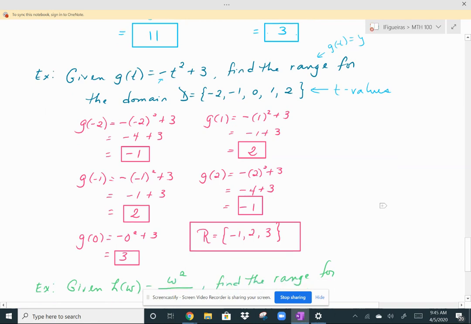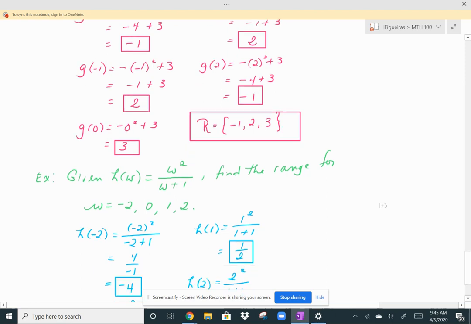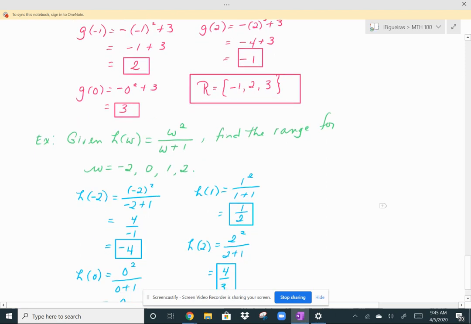Okay, here's another one. This time I've given you a rational function. This is what we consider to be a rational function when you have at least one variable in the denominator. And again, I'm showing you how you don't always have to use f of x. Here I'm using h of w. So w is my independent variable, and my h of w will be my dependent variable. So we want to find the range for these given values of w. So these values of w are basically your domain in this problem.